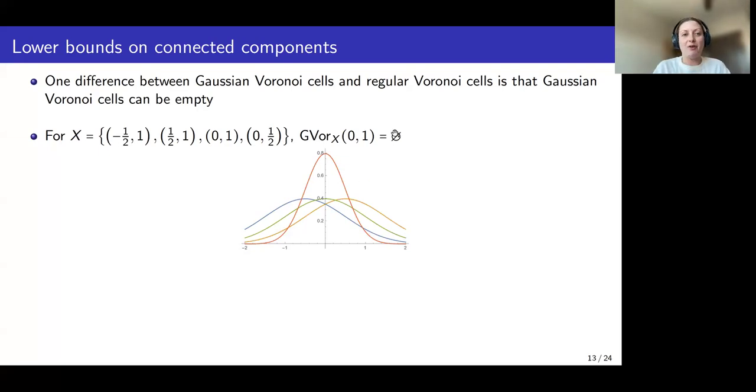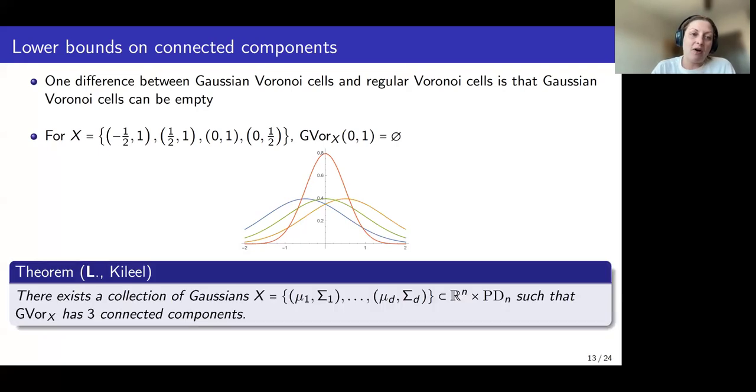Here I needed four Gaussians before I could get an empty cell. So in general, what can happen? We can show that for any dimension, there exists a collection of d Gaussians such that this Gaussian Voronoi diagram only has three connected components. Moreover, we can show that this is actually tight, in the sense that if you have three or fewer Gaussians, then each Gaussian Voronoi cell will be non-empty.